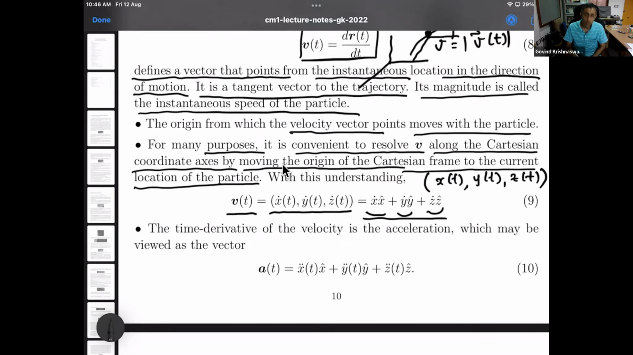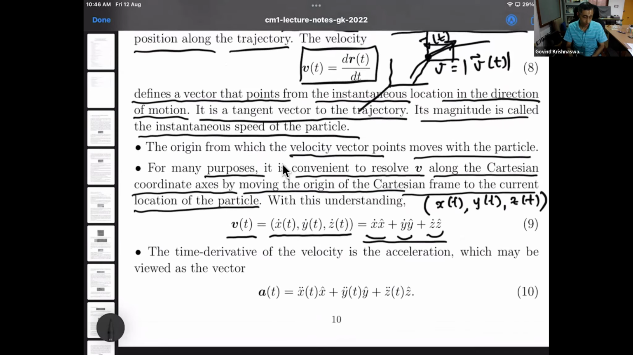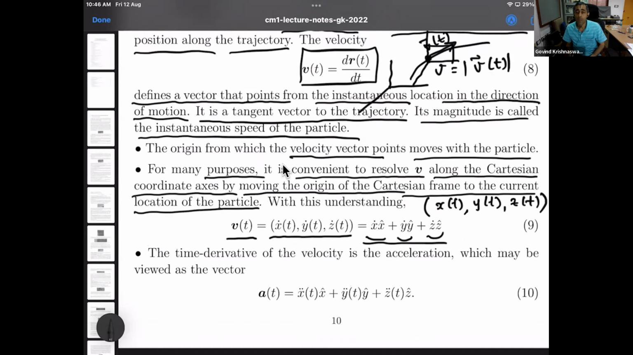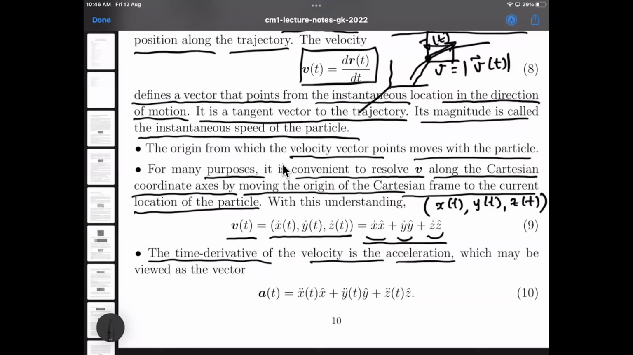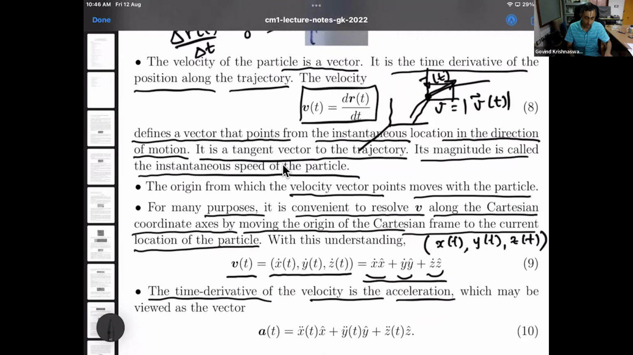Okay, now so far I hope you are with me. The next, the time derivative of the velocity is called the acceleration, which may be viewed. Sir, could you again explain that point, that origin from which the velocity vector points moves with the particle, that point? Yes, yes. So may I know who spoke? Ankon. Ankon Mukherjee. Am I right?